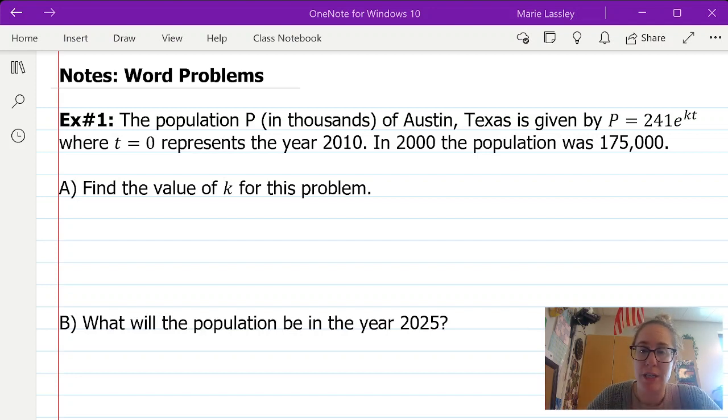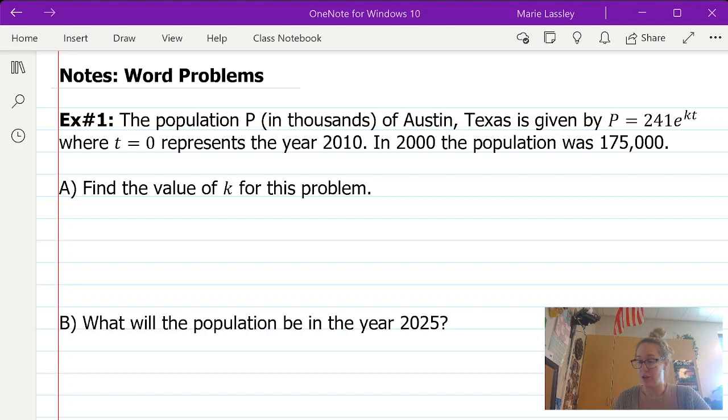Our first one says the population P in thousands of Austin, Texas is given by this equation: P equals 241 e to the power of k times t, where t equals 0 represents the year 2010. In 2000, the population was 175,000. Find the value of k for this problem.